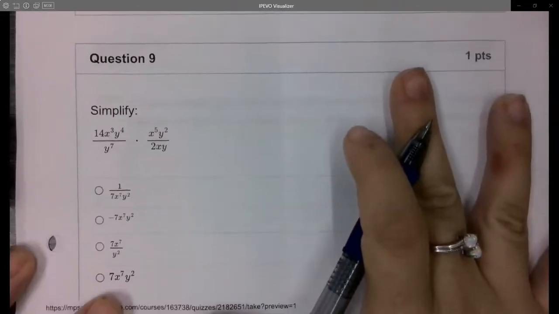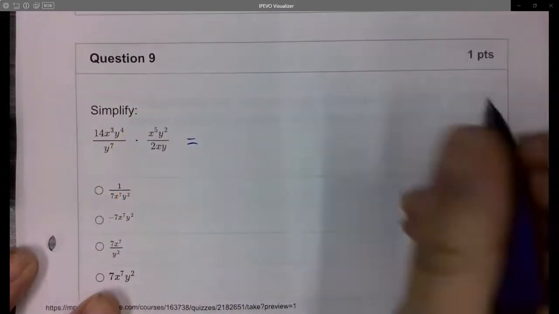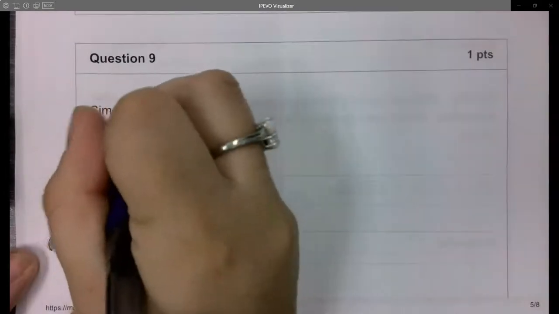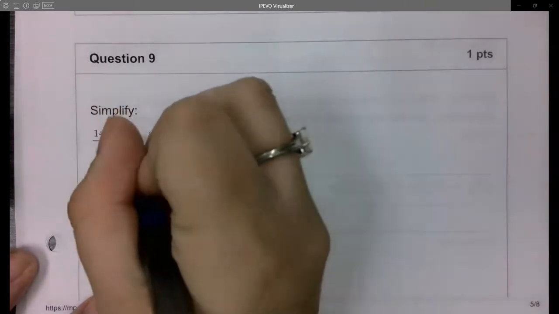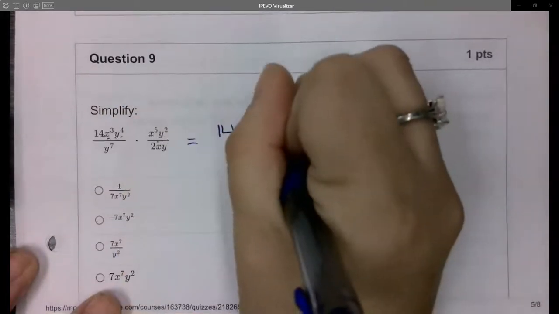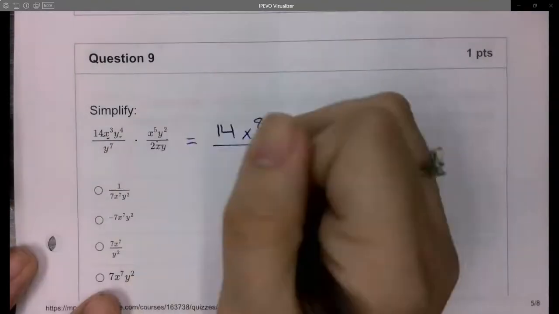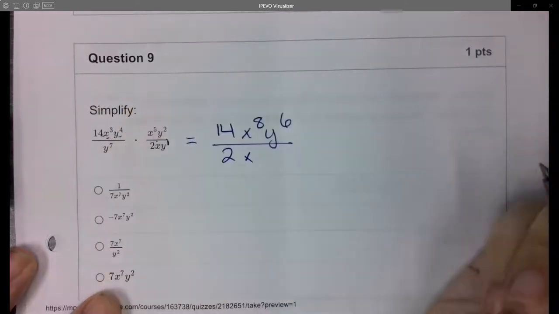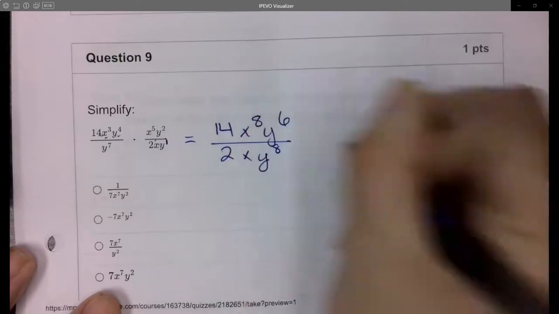Okay, number 9 wants me to simplify, so what I want to do is I just want to multiply straight across and then cancel out any repeated terms on the top and bottom. So I'm going to have 14. I have x cubed and x to the 5th, which is going to give me x to the 8th. I have y to the 4th and y squared. I add my exponents to get y to the 6th. Then on the bottom, I have that 2. I have an x, and then I have an exponent of 1 on that y. Y to the 7 plus y to the 1 is y to the 8th.